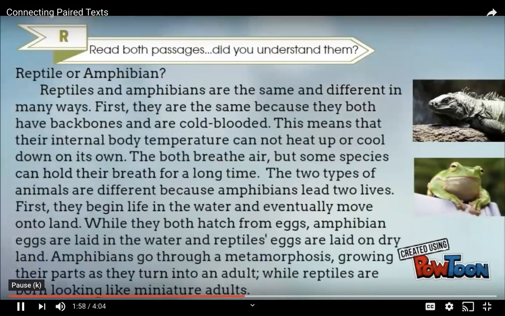First, they begin life in the water and eventually move on to land. While they both hatch from eggs, amphibian eggs are laid in the water, and reptiles' eggs are laid on dry land. Amphibians go through a metamorphosis, growing their parts as they turn into an adult, while reptiles are born looking like miniature adults.